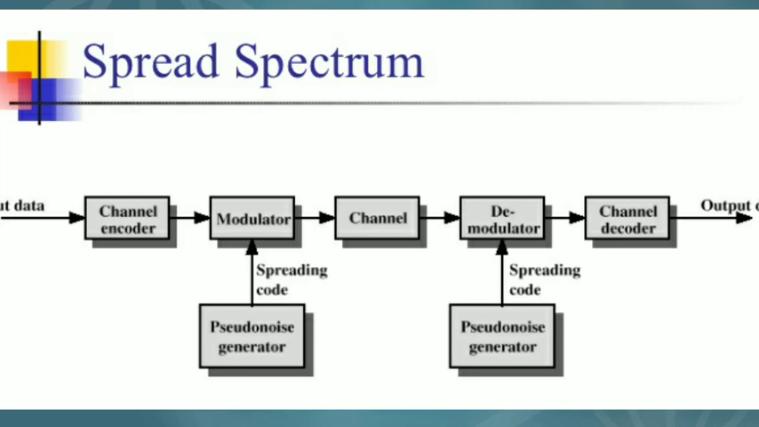In spread spectrum, the information data is given to the channel encoder. Then the modulation process is carried out with the help of a pseudo noise signal, and then the signal is transmitted through a channel. The same signal is received at the demodulator, and then it is decoded along with the PN sequence signal in order to get the original transmitted data.